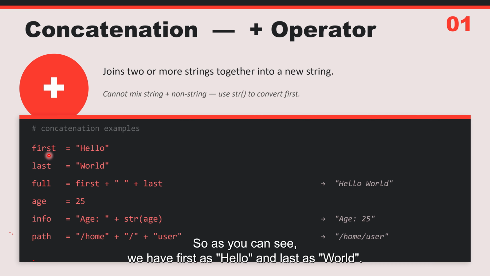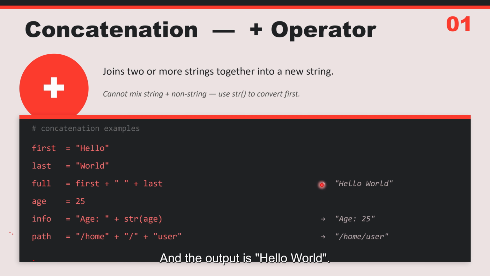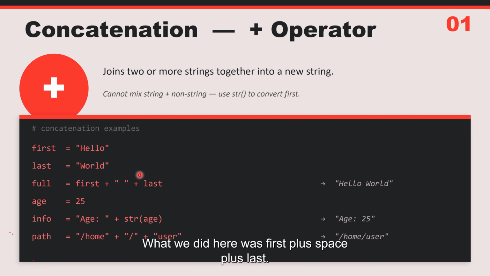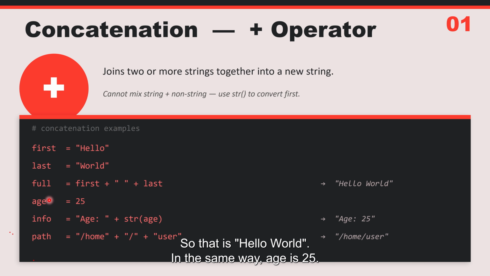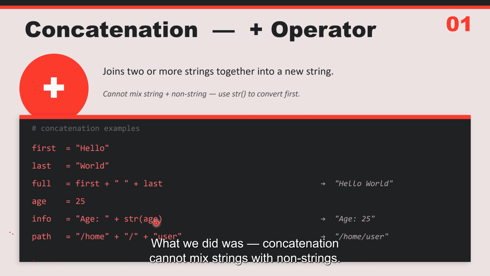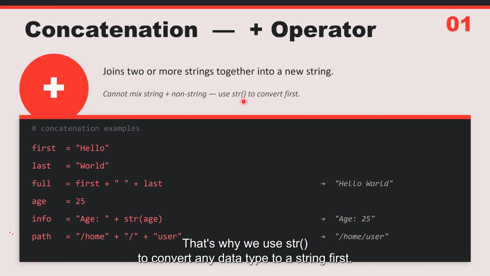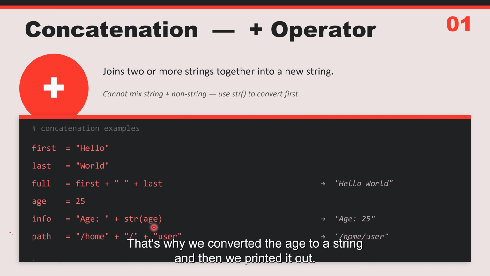So as you can see, we have first as hello and last as world, and the output is hello world. What we did here was first plus space plus last. We got first plus space plus world. So that is hello world. In the same way, age is 25. Now we did not add the age straight up. What we did was, concatenation cannot mix strings plus non-string. That's why we use str to convert any data type to string first. That's why we converted the age to string and then we printed it out.